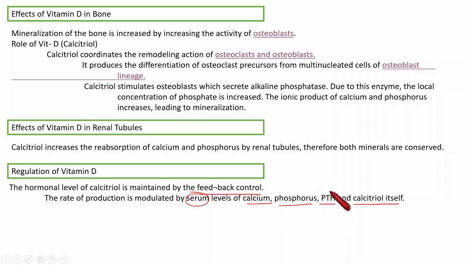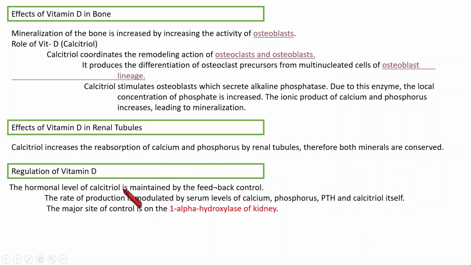So, what is the role of parathyroid hormone? Parathyroid hormone results in the release of calcium from bone whenever the blood calcium level is low. Whenever blood calcium level is low, this parathyroid hormone results in the release of calcium from bones. So that is the role of parathyroid hormone.